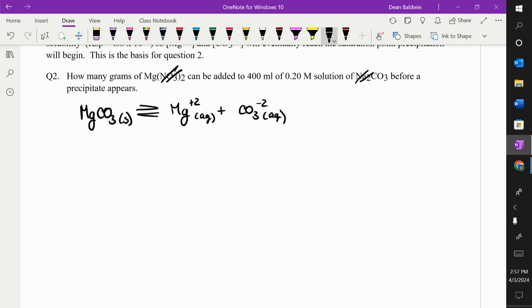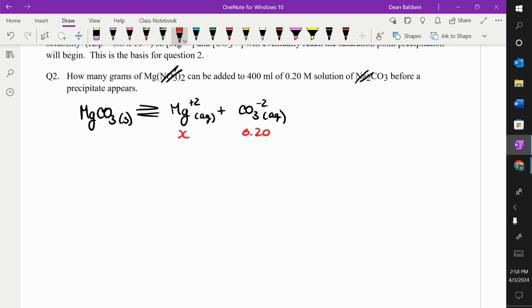What do I know in this equation? What number do I know? Sorry, hold on. Okay, here's the precipitate equation. I'm trying to know how much of this I can add. In other words, how much magnesium can I add before we get a precipitate forming? So that's going to be X, okay. What number goes under the carbonate? 0.20, right? Because that comes from this, right?